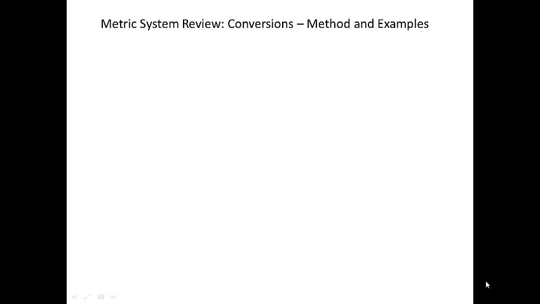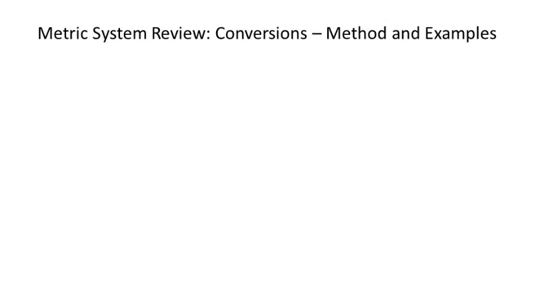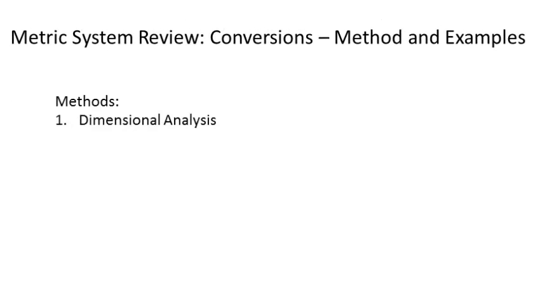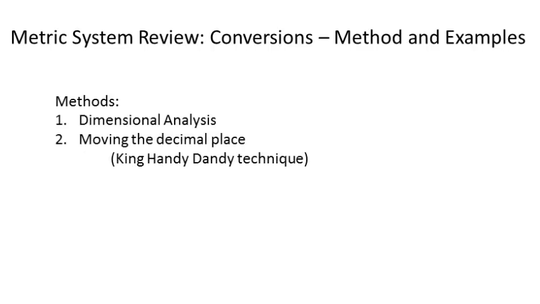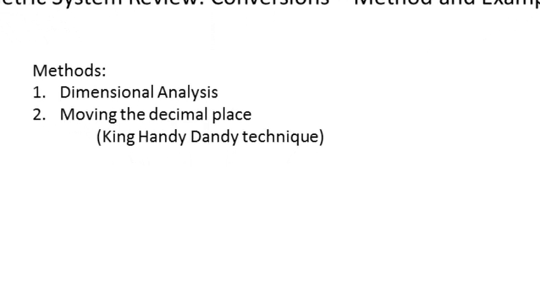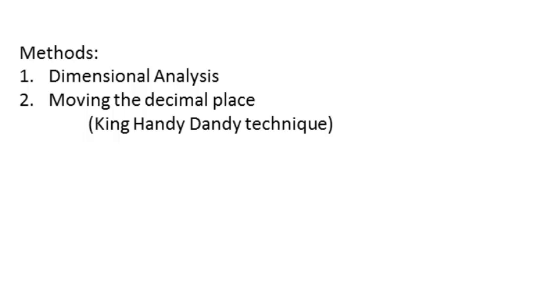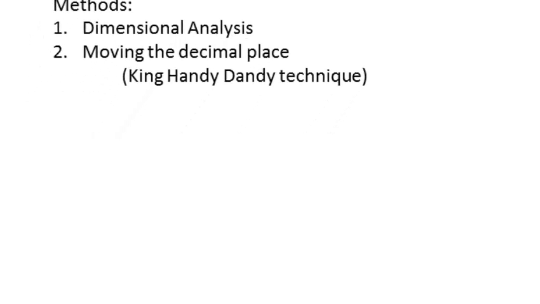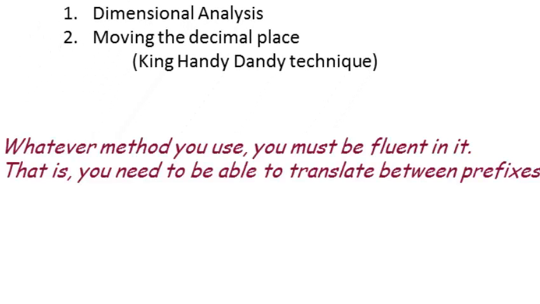Metric system review, conversions, method, and examples. There are many different ways to convert from one metric prefix to another. Two major methods include dimensional analysis, which is a great way to learn the system, and moving the decimal place, sometimes called by biology teachers the king handy-dandy technique. I really don't care which method you use, and there are many others besides these two.